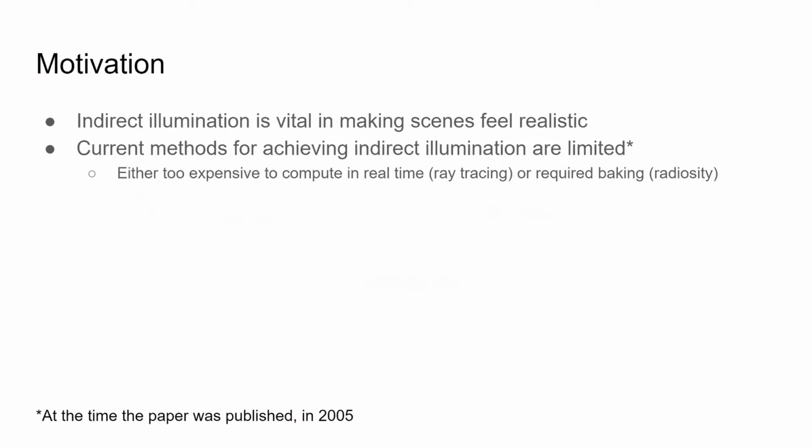So the main motivation behind reflective shadow maps was to have dynamic, real-time, indirect illumination because it's vital in making scenes feel realistic. And the existing methods in 2005 were unable to achieve this as they were either too slow or required baking.